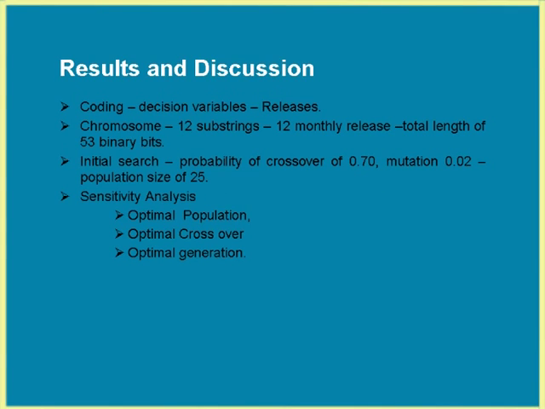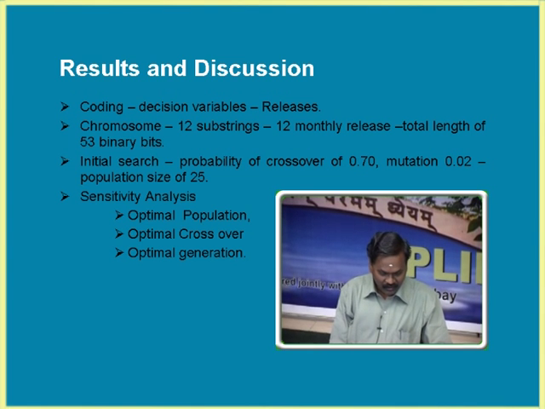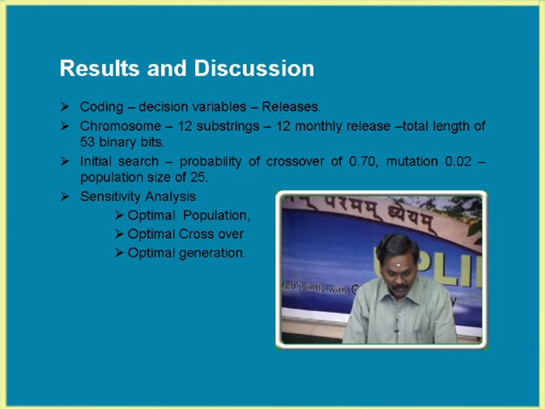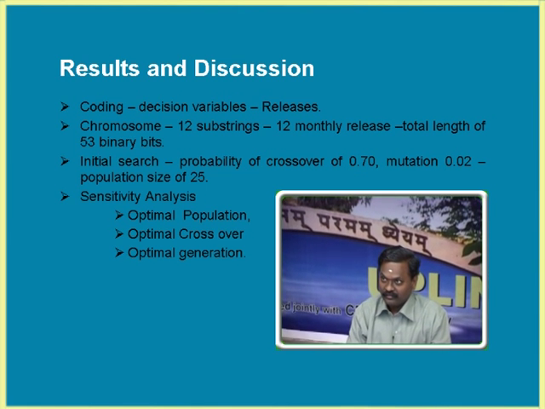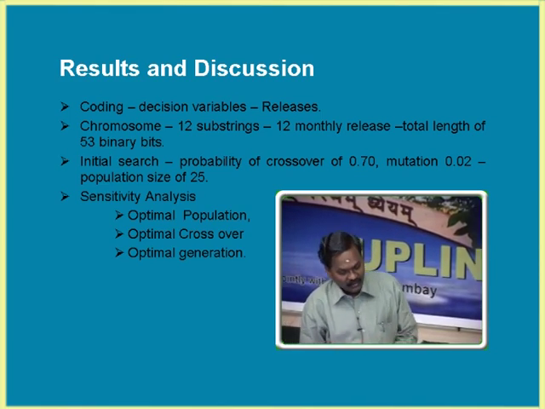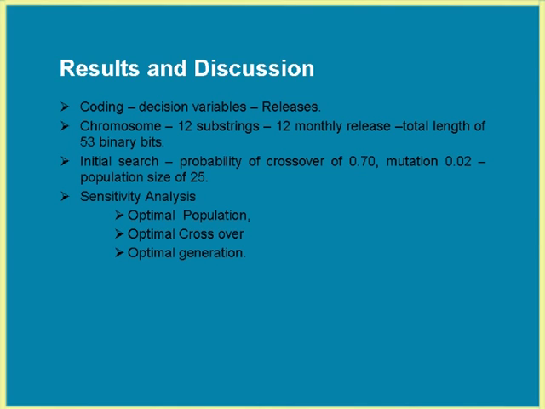Then in the initial search, we made an assumption of a probability of crossover of 0.7, mutation of 0.02, and population size of 25. This is the first assumption, and we run the program and get the objective function values. This is the initial value we received, my system performance for a population size of 25 and crossover probability of 0.7.